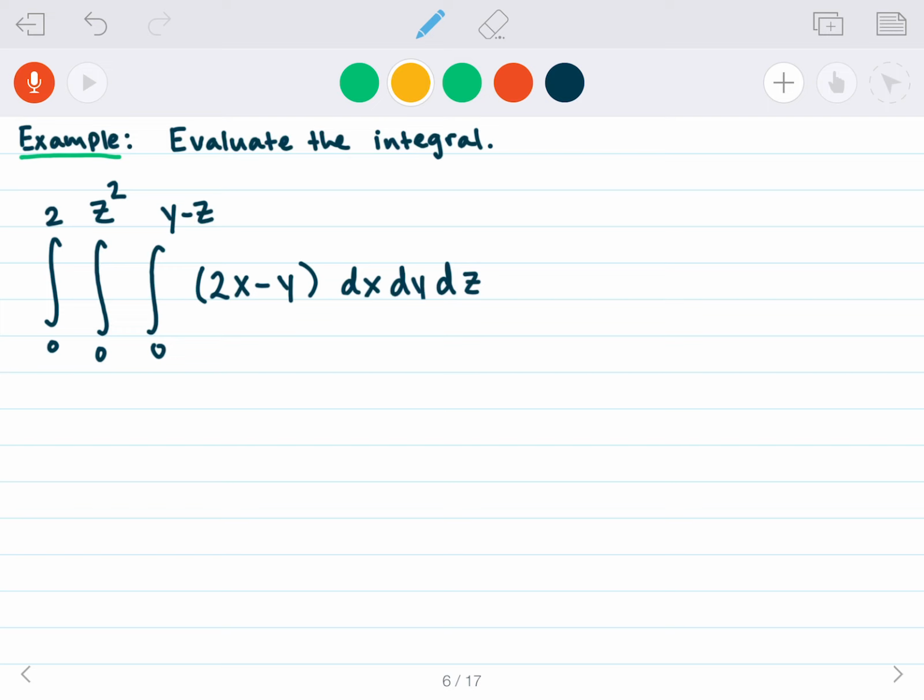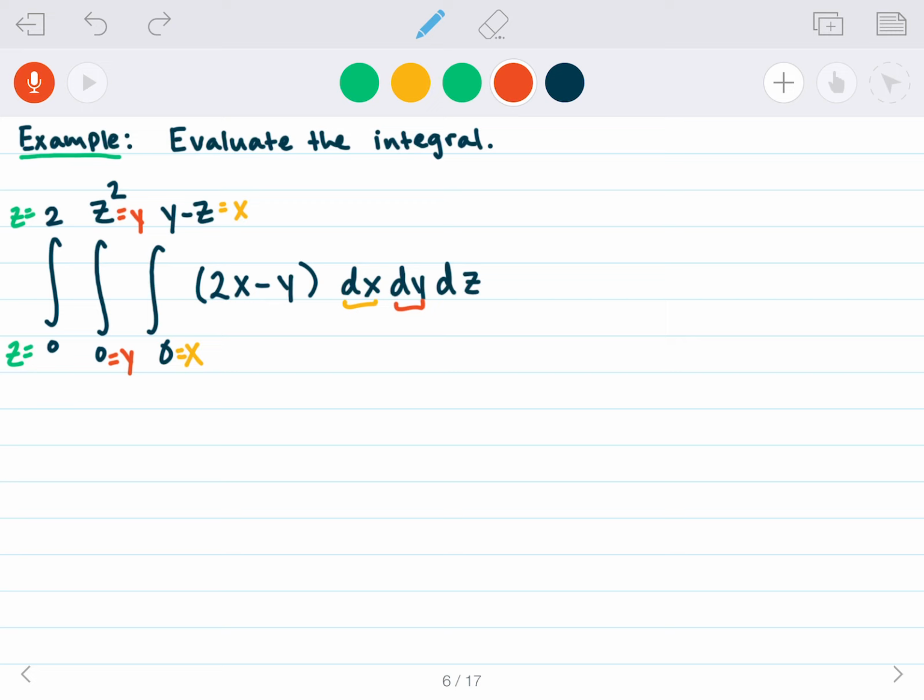So here it looks like we're integrating with respect to x first. So this one right here is going to correspond to x. So let's just say this is x equals 0 to x equals y minus z. The second one corresponds to y, so in the middle we have from y equals 0 to y equals z squared. And the last one's going to correspond to z. We have z equals 0 to z equals 2. So let's go ahead and integrate this function with respect to x first.